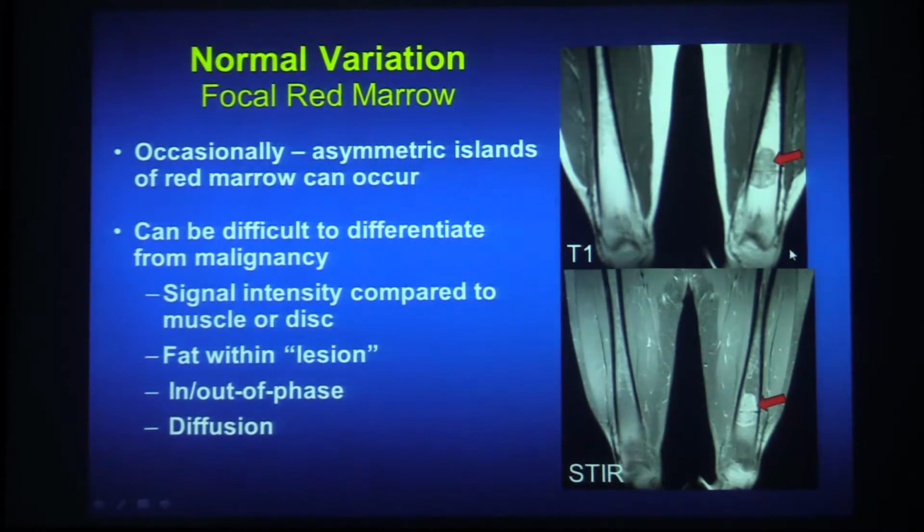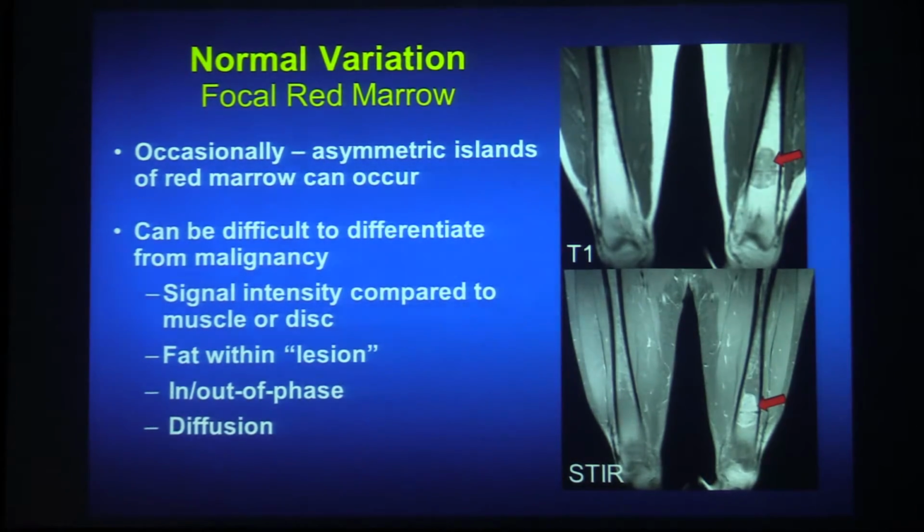So here's a coronal T1 weighted image in another patient, and we see background fatty marrow, but there's a large area here that is lower signal. So the first thing you're going to do is compare it to the muscle and see if it's hyperintense, if it's brighter than muscle, reflecting some fat within the marrow. And you're also going to look for fat within the lesion.